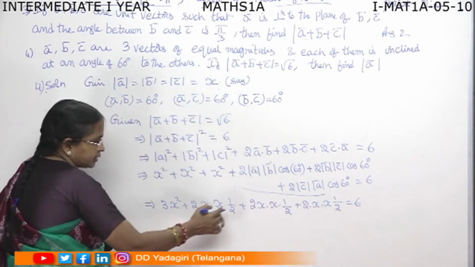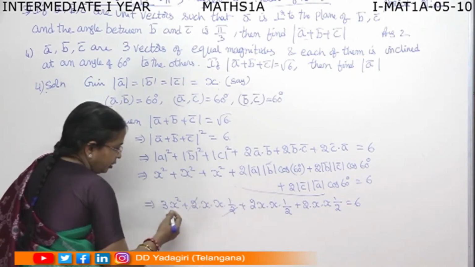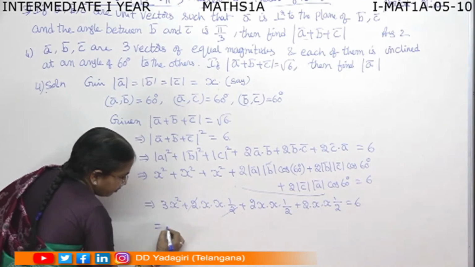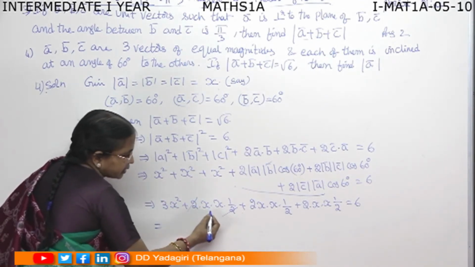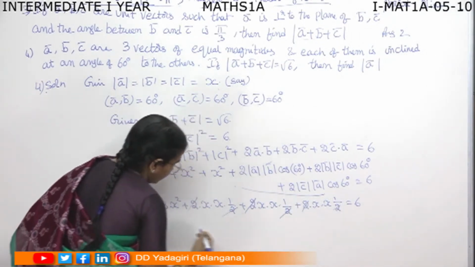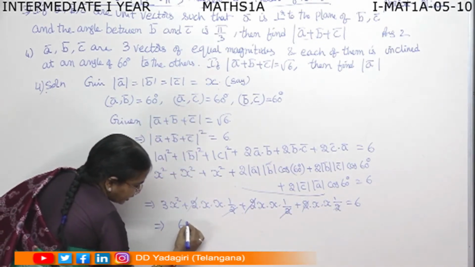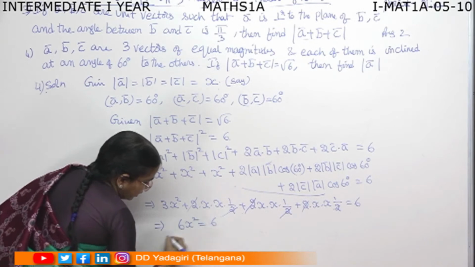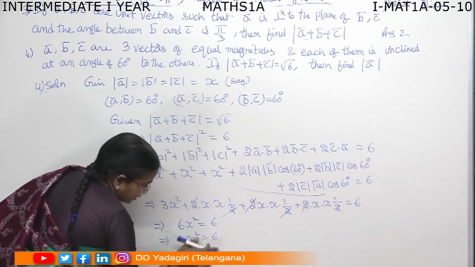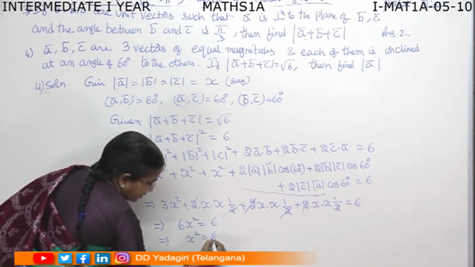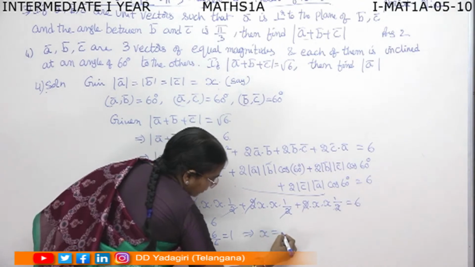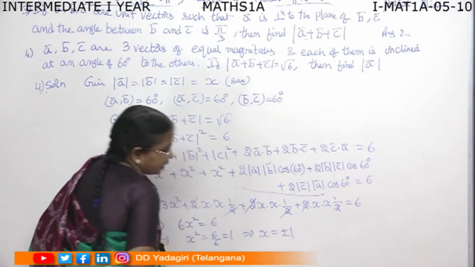So 2 gets cancelled, 2 and 2 here also. So this is another x square. So you will get 3x square plus 3x square, 2 and 2 get cancelled. So again, you will get 6x square is equal to 6. So that means x square is equal to 6 by 6, that is 1. So that means x is equal to plus or minus 1.